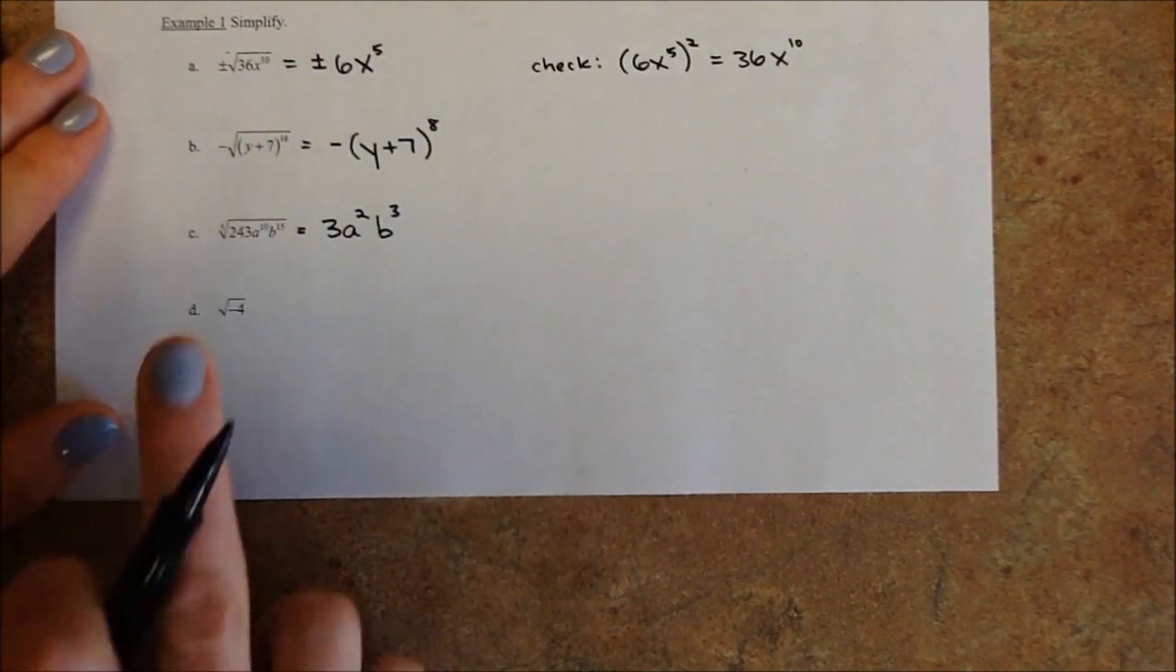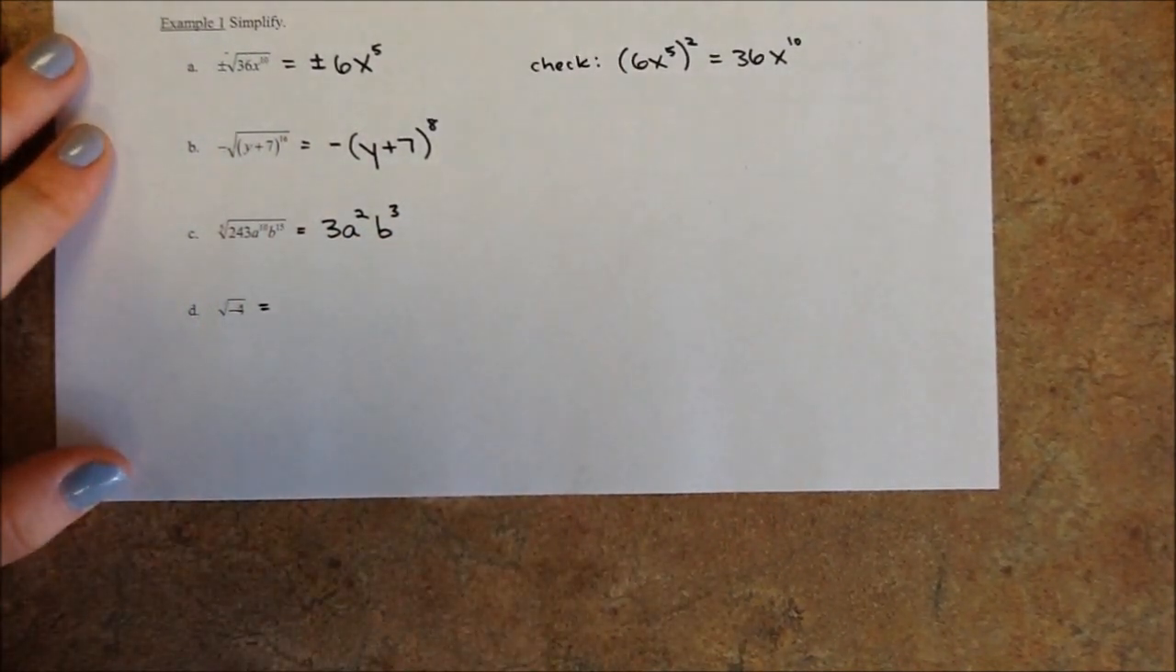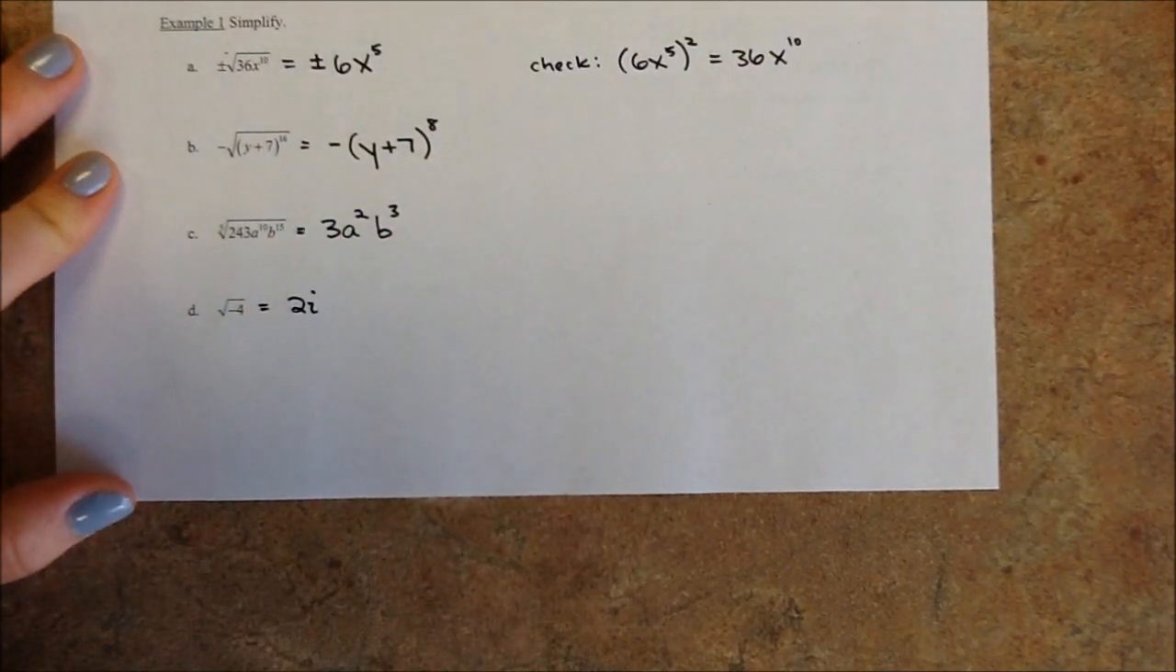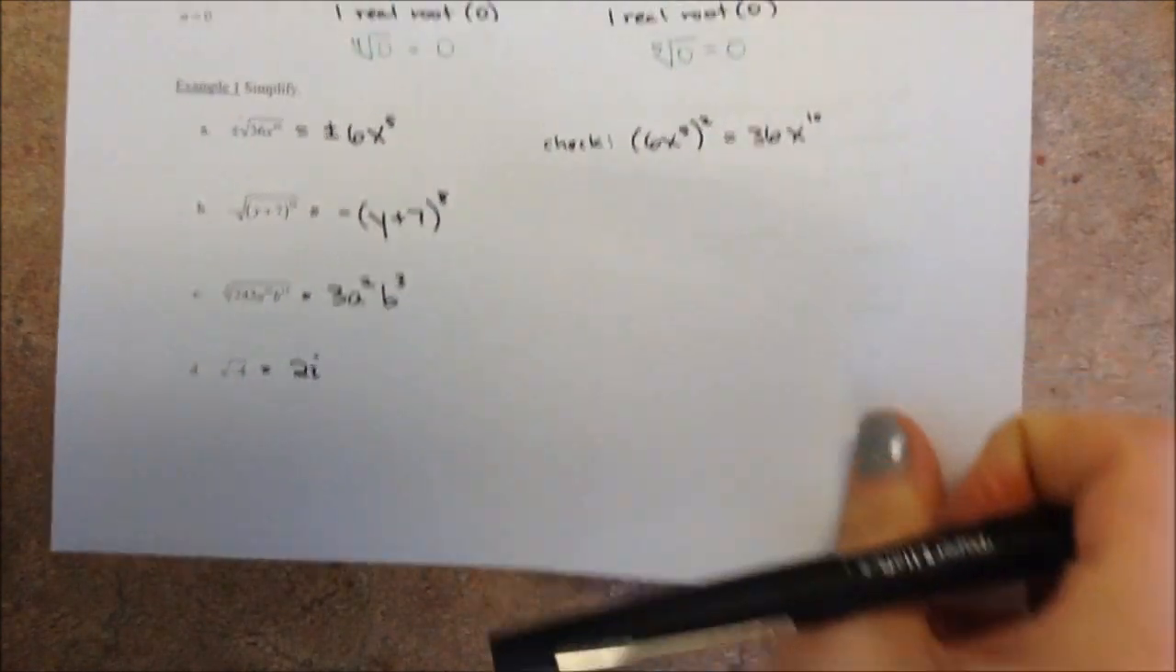All right? And last one here. The square root of negative 4. I don't get any real roots because there's a negative under an even index, because the index is 2. So I just write 2i. Okay, that's my imaginary answer. Okay, so not terrible so far. Let's take a look at the other stuff that we've got here.